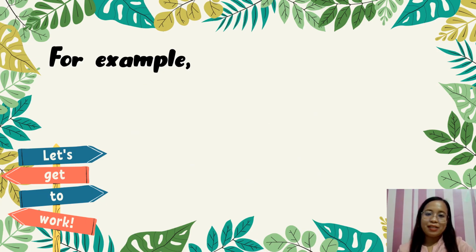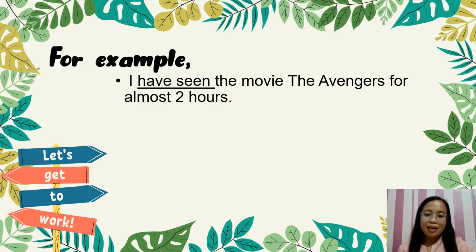Okay, so for example, class, let's have an example of perfect tenses. The first one, I have seen the movie The Avengers for almost 2 hours. Alright, so alin dito yung verb class? Yung perfect tense of the verb. Okay, you will see here the verb have seen. So, yan yung verb dito, okay? So, this sentence is an example of a sentence in perfect tense.